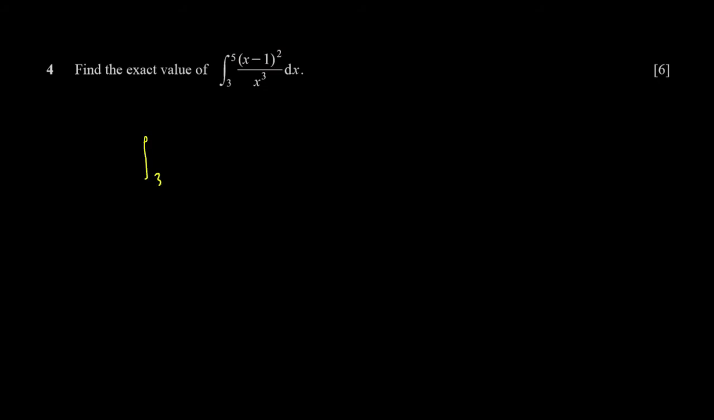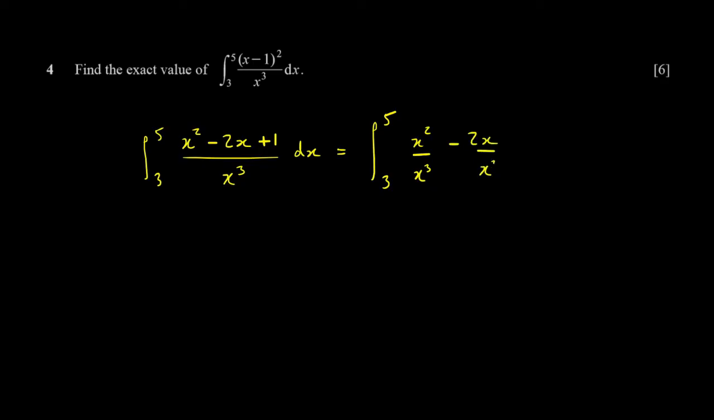We've got the integral here between 3 and 5. I'm going to expand x minus 1 squared. That's going to give me x squared minus 2x plus 1, and that's all divided through by x cubed dx. That means that I can split up that fraction into 3 separate fractions. I've got x squared divided by x cubed, minus 2x divided by x cubed, and plus 1 divided by x cubed dx.